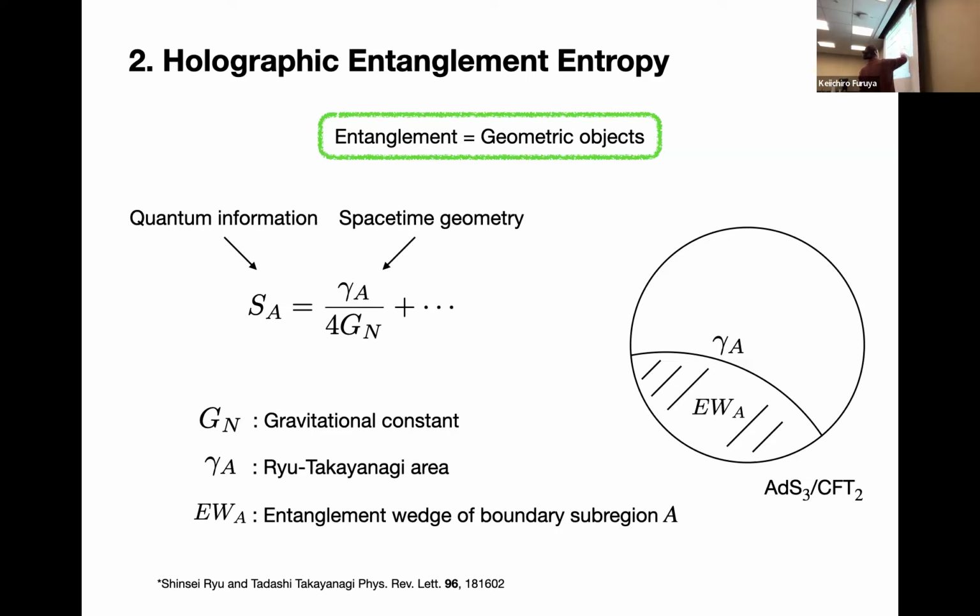The bulk subregion bounded by the boundary subregion and the RT, or Ryu-Takayanagi, surface is called the entanglement wedge of the boundary subregion. So this is a lightning review of what the holographic entropy is. The key thing that I want you to have in mind is that the information quantity, which is entanglement, has some geometric object, or bulk dual object, in the bulk.